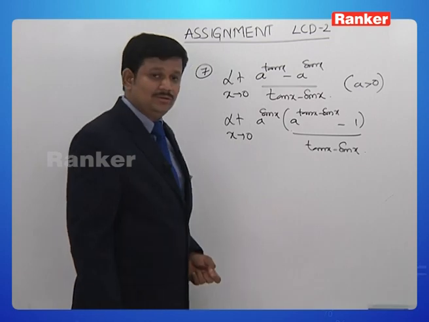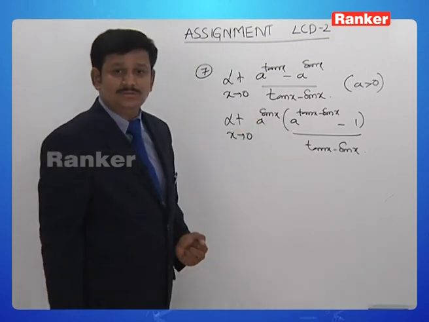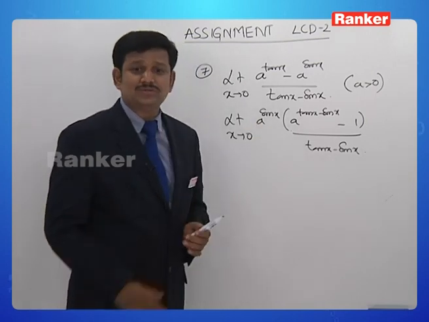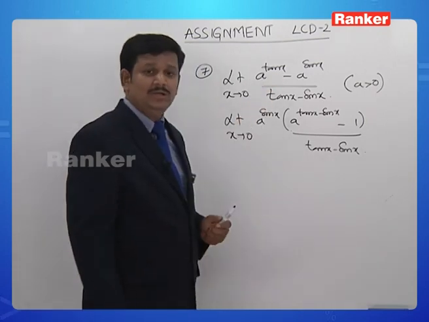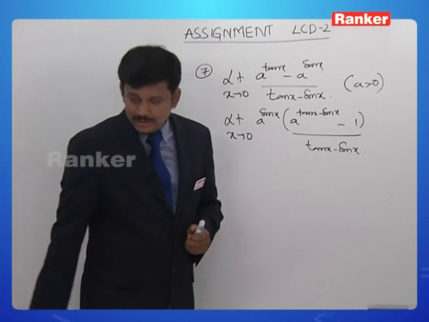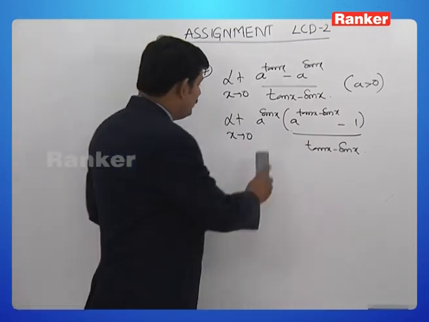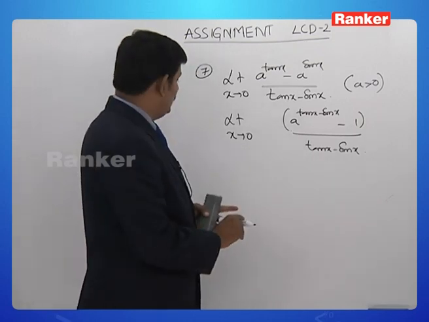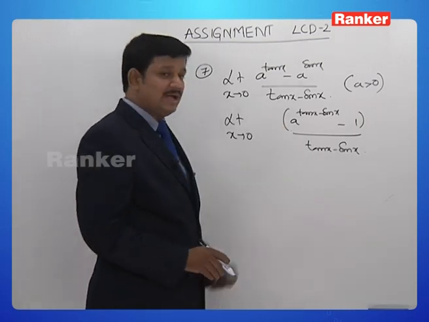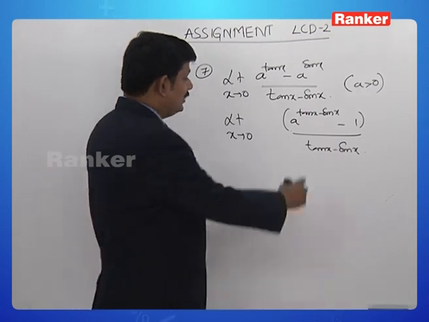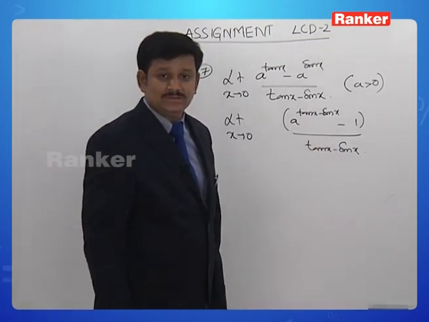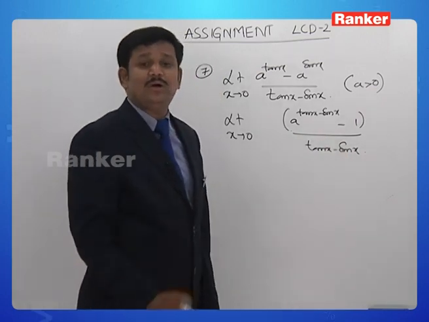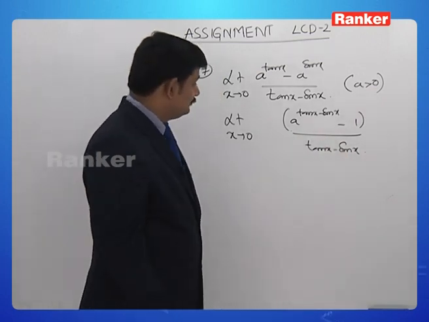Now as x tends to 0, because sin x tends to 0, a power sin x will be 1. A power, a quantity tending to 0 where a is positive, will always approach to 1. So a power sin x we can replace it with 1. So this becomes limit x tending to 0, a power tan x minus sin x minus 1 divided by tan x minus sin x. Now I can see tan x minus sin x as a single quantity tending to 0.